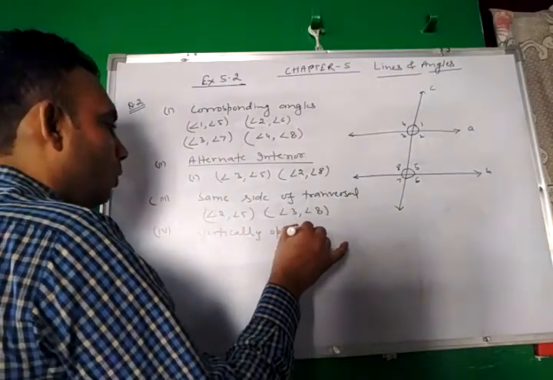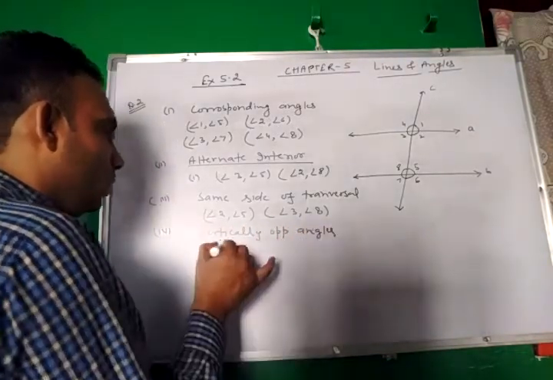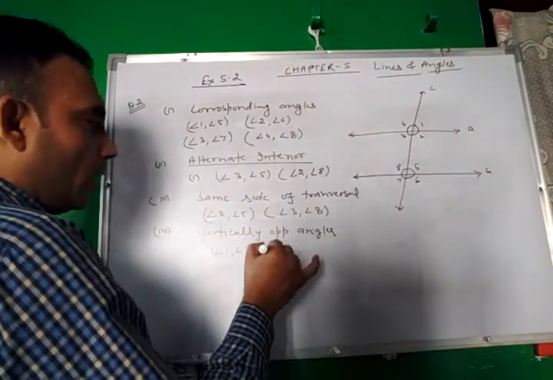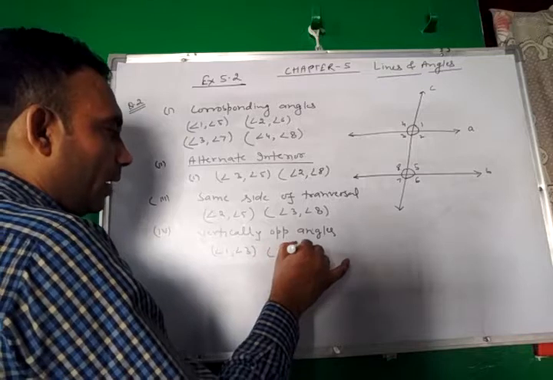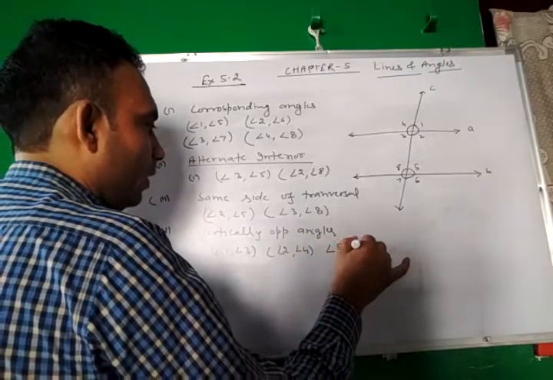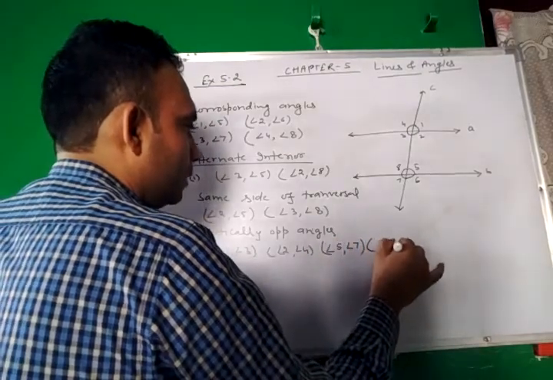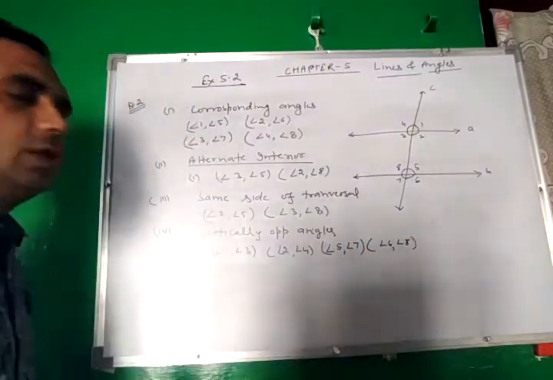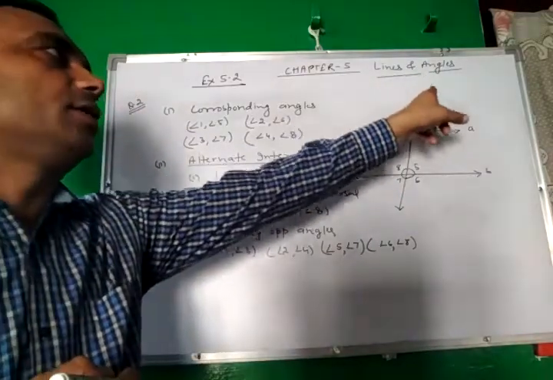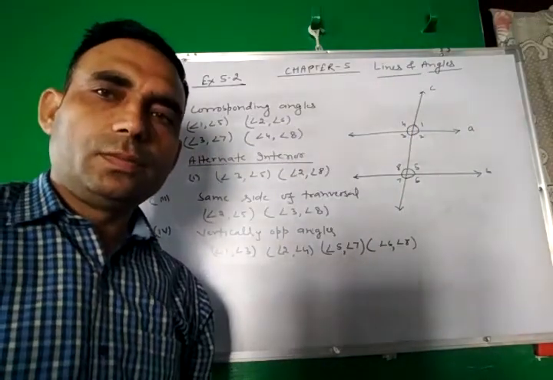Vertically opposite angles implies angle 1 and angle 3, angle 2 and angle 4, angle 5 and angle 7, and angle 6 and angle 8. So these are the pairs which are formed when two lines are intersected by a transversal.